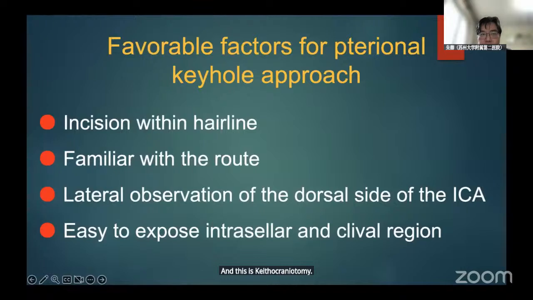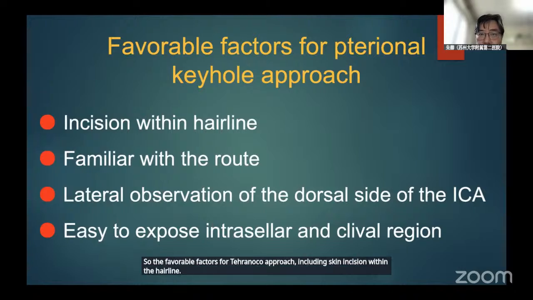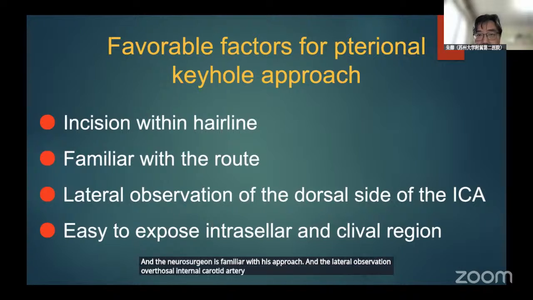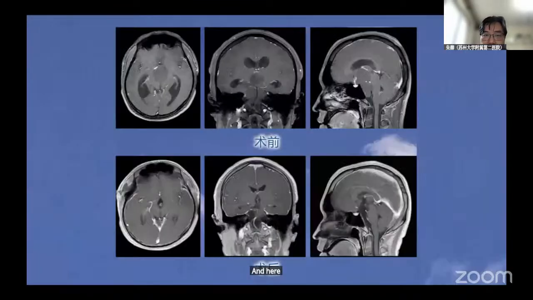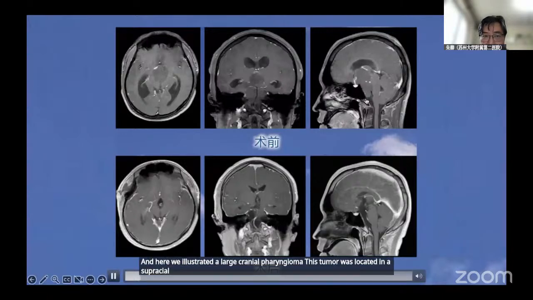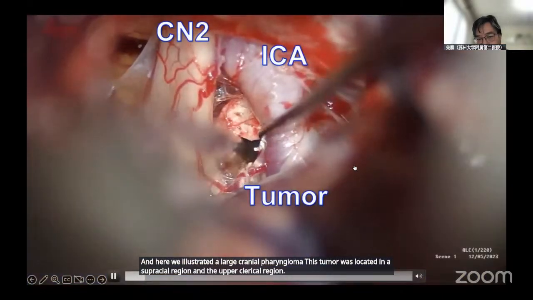So the favorable factors for the pterional keyhole approach include a skin incision within the hairline, neurosurgeons familiar with this approach, lateral observation of the dorsal internal carotid artery, and adequate exposure to the intrasellar and upper clival region. And here we illustrate a large craniopharyngioma. This tumor was located in the suprasellar region and the upper clival region, and we also use a pterional keyhole approach.